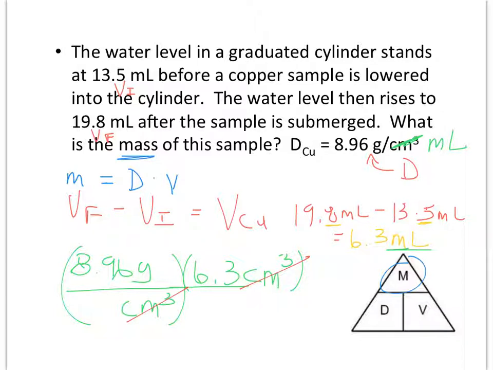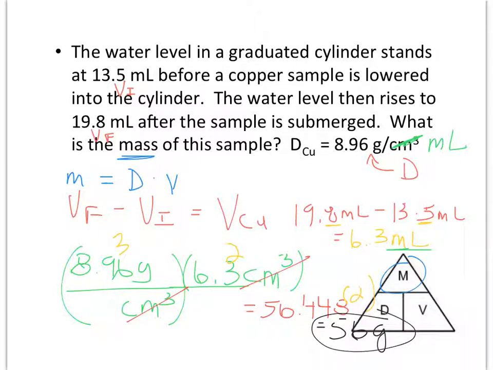My calculator is giving me an answer of 56.448. Okay, but I'm going to limit it to 2 sig figs because my volume has 2 sig figs and my density has 3 sig figs. So with 2 significant figures, my answer should be 56 grams.